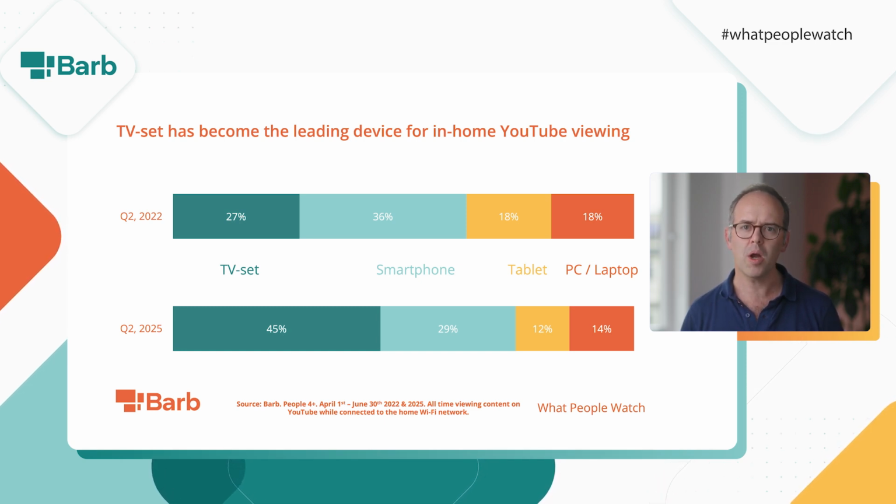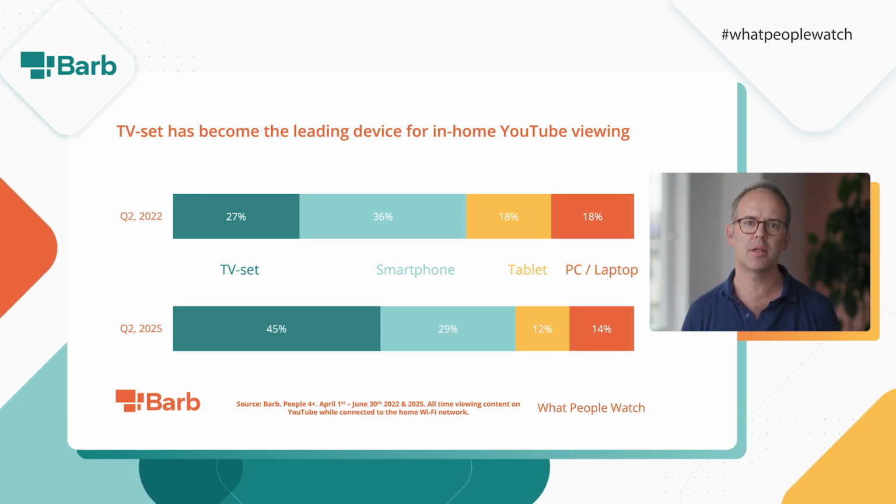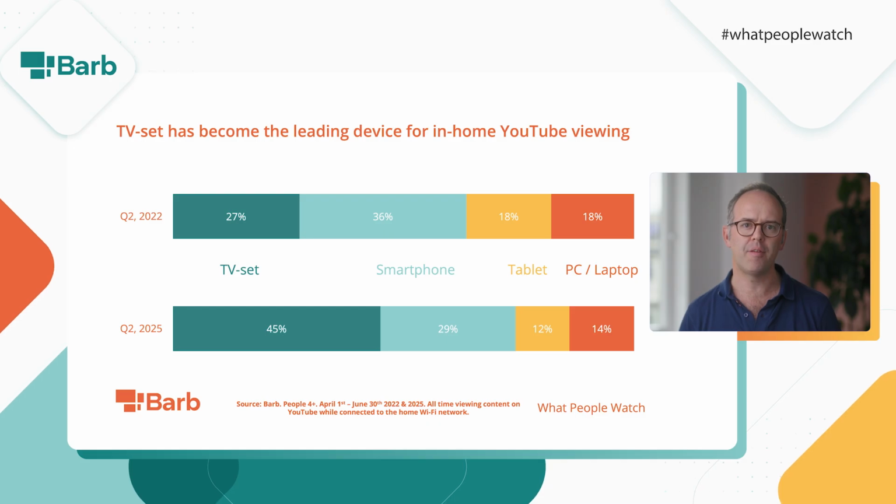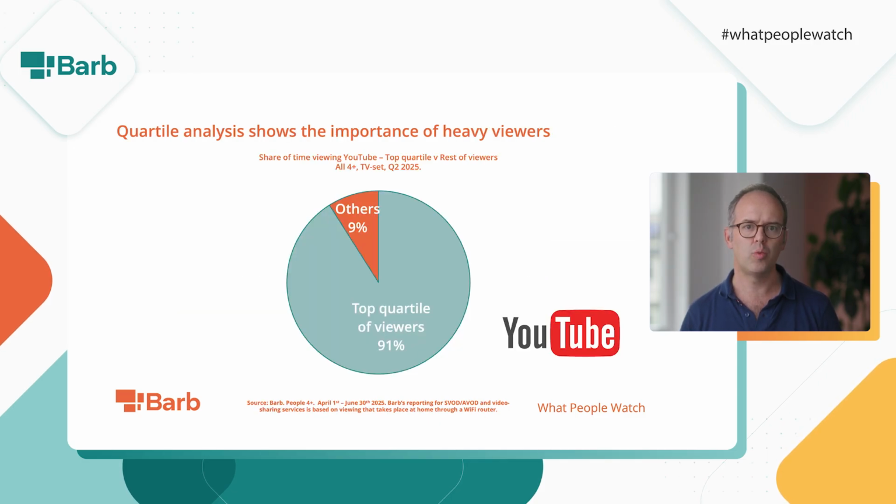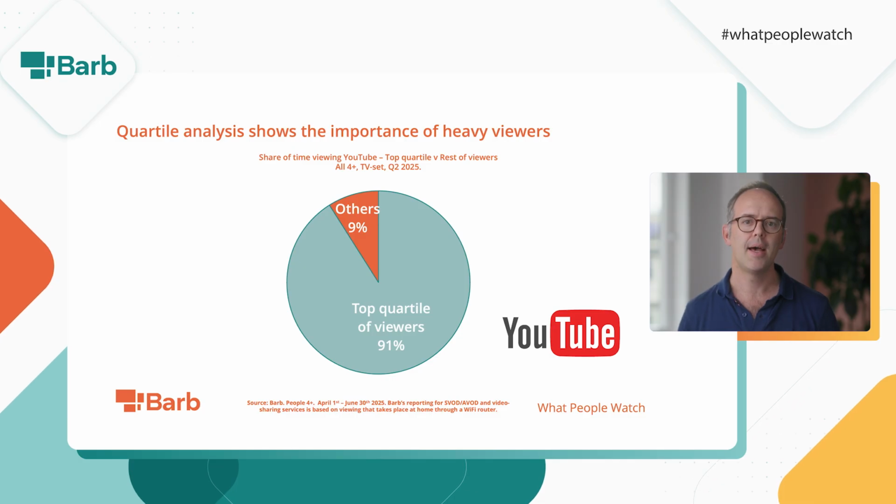With this shift, we might wonder if Barb data show that YouTube viewing is in any way similar to that for TV companies. One way to investigate this is to split viewing into 4 segments known as quartiles. These group heavy and light viewers together. If we do this for YouTube, we can see the heaviest viewers are responsible for the most viewing time. This is the same for TV company channels.